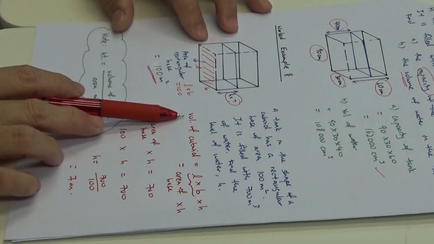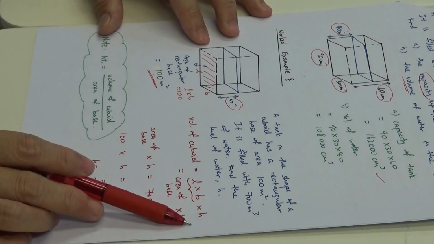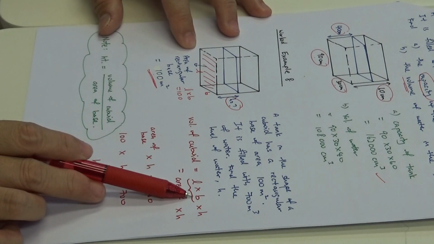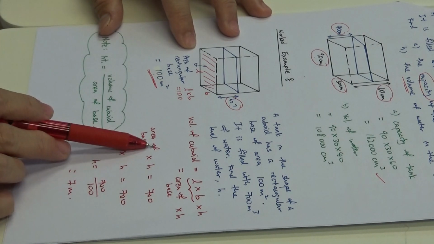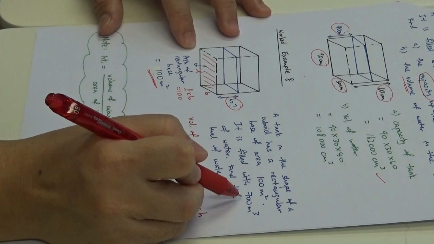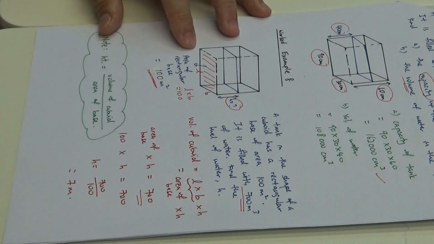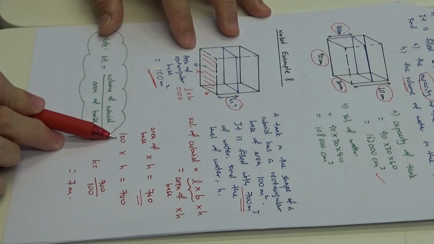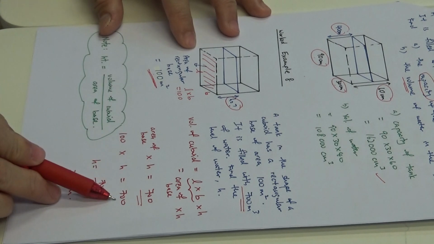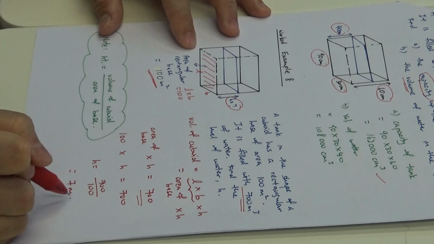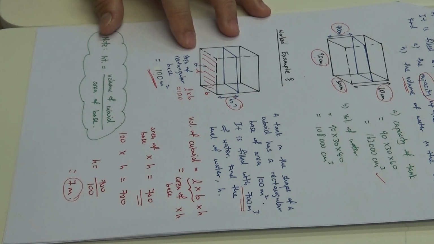So, we know that volume of cuboid is length times breadth times height. As I've shown you, area of base is length times breadth. So we will have area of base times height is 700, because they told you that it is 700 meter cube. Now we know that the area of base is 100, we put it inside, 100 times h is 700, so h will be 700 divided by 100, which will give me 7 meters.